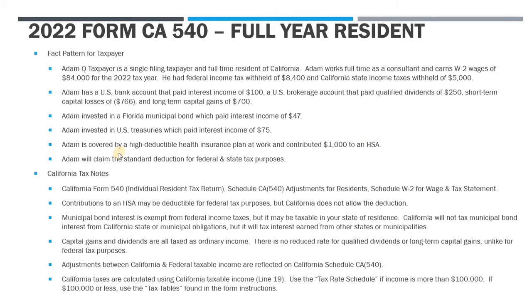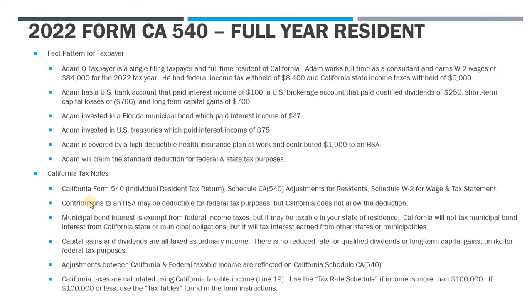Now, Adam's also covered by a health insurance plan at work, and it's a high deductible health insurance plan. So Adam is eligible for making HSA contributions, and he made a $1,000 contribution to his health savings account during the year. And lastly, he is going to be claiming the standard deduction for both federal and state tax purposes. Adam doesn't have any itemized deductions, he's just going to claim the standard deduction.